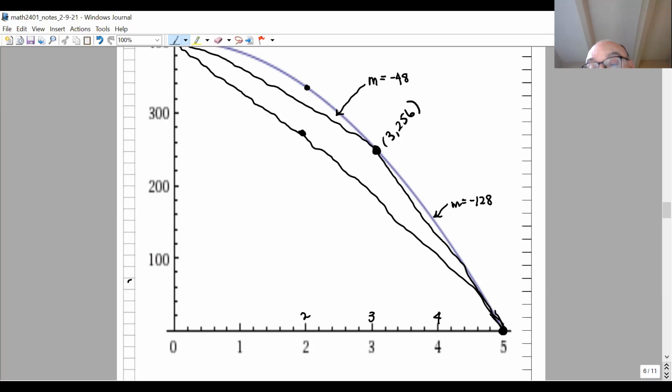Now, we're going to duplicate this process again, because I want to answer how fast is the screwdriver falling when it hits the ground.